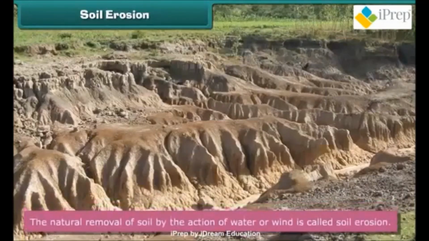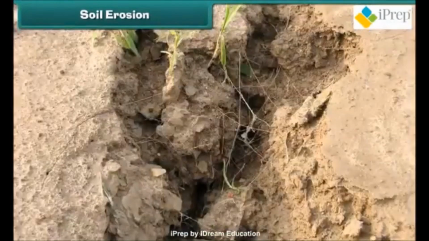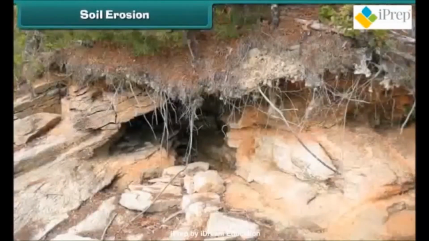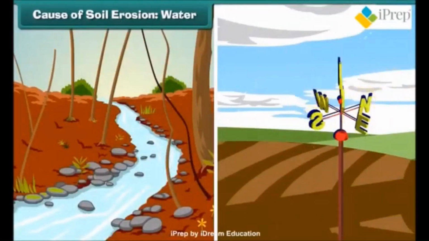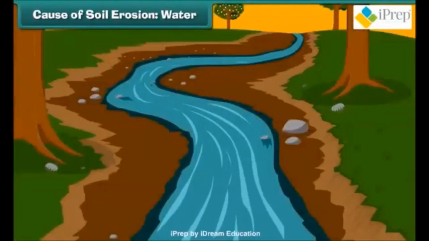The natural removal of soil by the action of water or wind is called soil erosion. Look at the images. The disappearance of the topmost surface and large ditches in the ground are the signs of soil erosion. Friends, come let us know the factors which cause soil erosion. The most common factors are water and wind movements. Water flowing through the ground carries away soil with it.